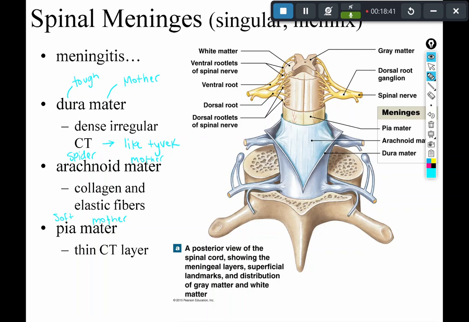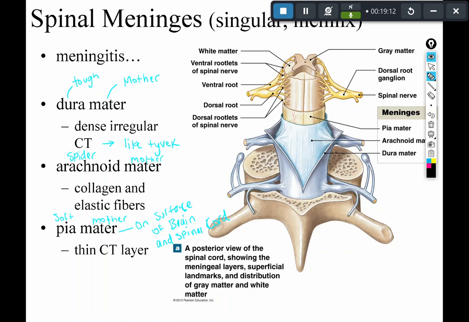And this is the one that actually touches the neural tissue of the CNS itself, on the surface of the brain and spinal cord. So it's a thin, much looser connective tissue layer. And so these three layers are the non-bony protection, and they function to do a bunch of different things.